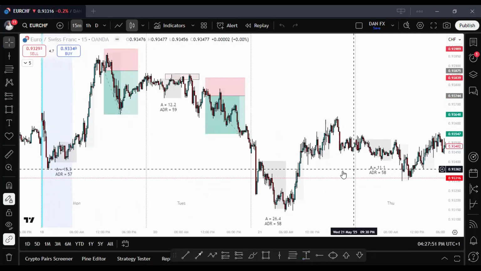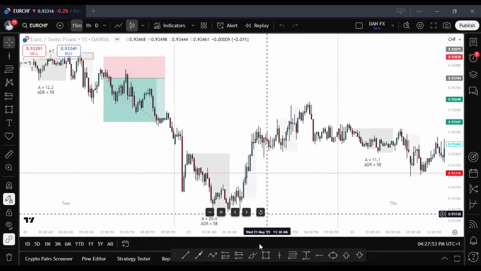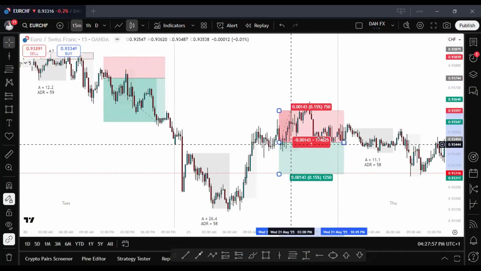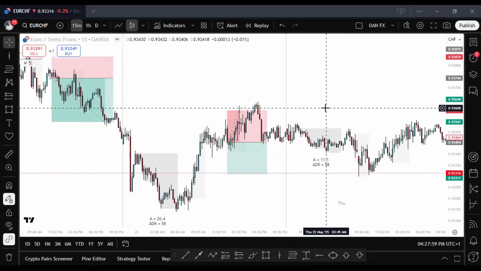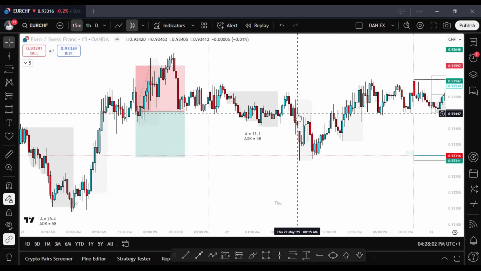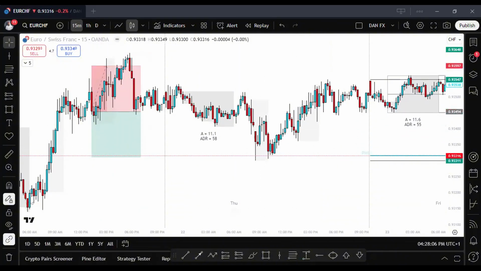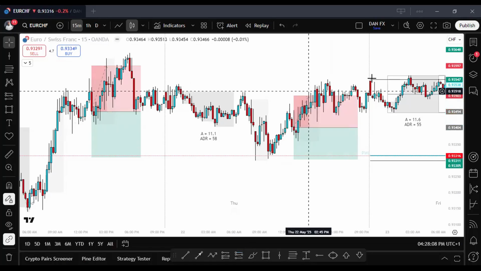So let's see. We're still looking for sales. I took a sell here. Stop loss hits. All right, that is a type 1 pattern there. Stop loss hits, no problem. Now we're still taking sales actually. No trade. Okay, we have a type 3 pattern here. Stop loss hits, no problem.